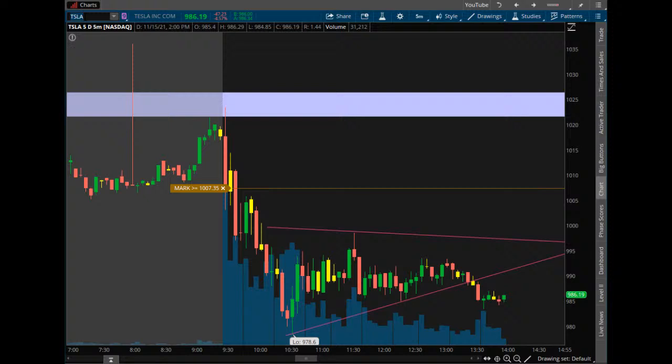Tesla just got some news about delayed deliveries and stuff like that, so it doesn't seem to be moving on that news right now, but something interesting. Let's take a look at. So that was Tilray. That was a good overnight on that one. We'll see. Let's look at the daily chart here on Tilray and just see what it's up to.